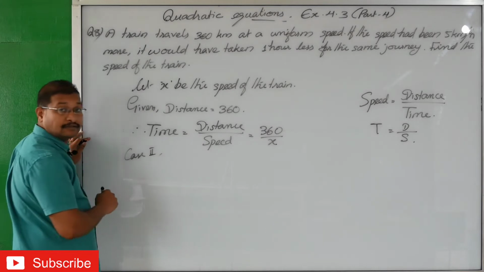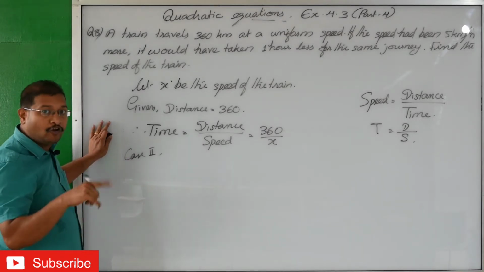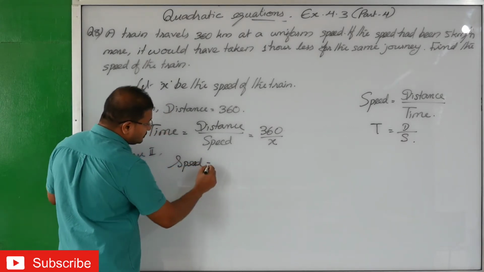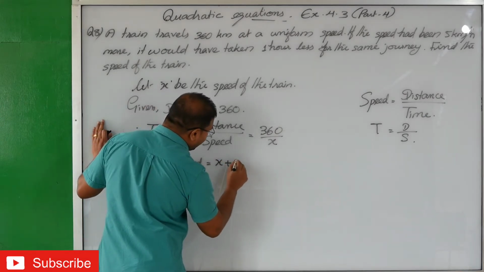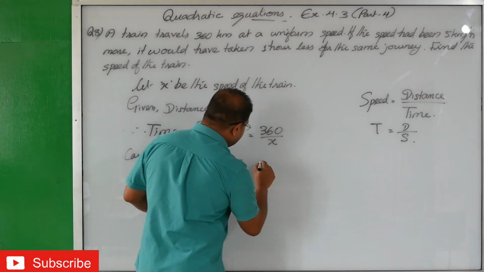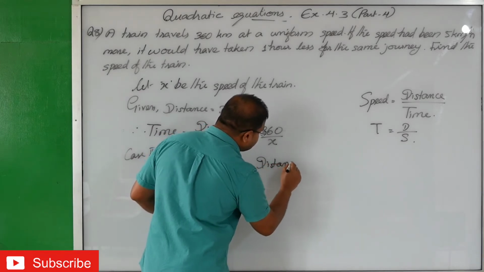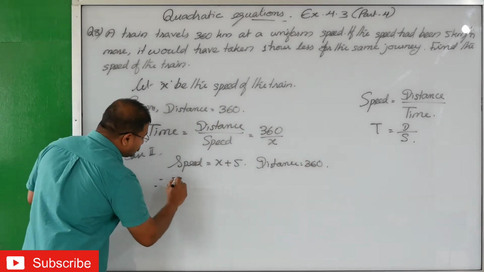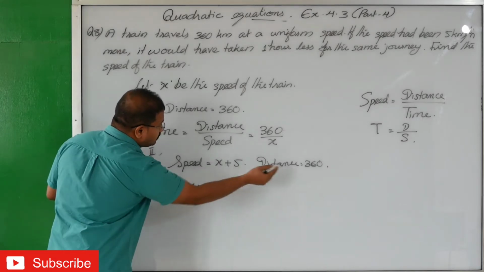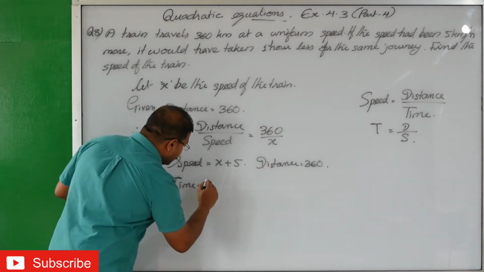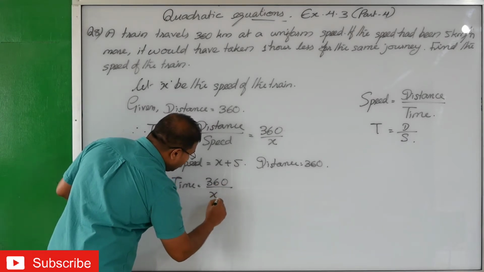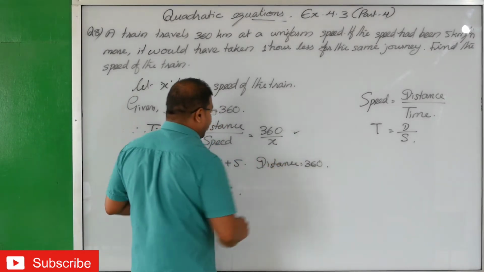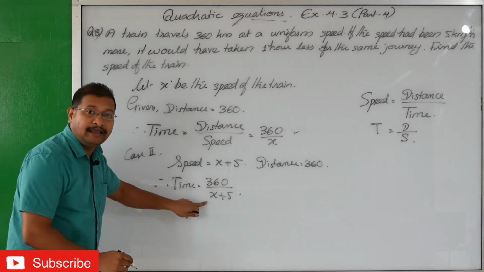Case 2, what happens? The speed increased by 5 km per hour. That means speed equals x plus 5. Of course, we know that the distance is not changing. That means distance is the same, that is, distance equals 360 km. Just I am writing 360. Therefore, time equals, what will you do? Time equals distance by speed. Means what will you write? 360 divided by x plus 5. First case the time is 360 by x. Second case the time is 360 by x plus 5.